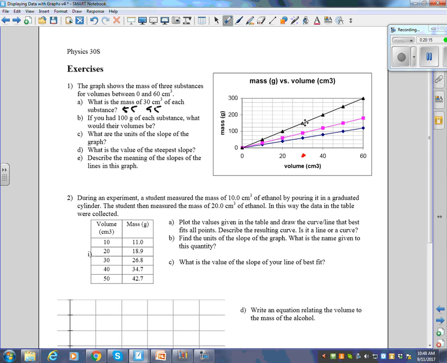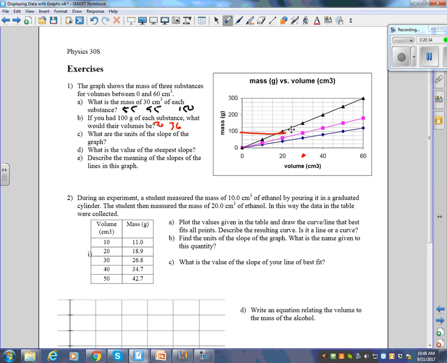Okay, good. If you had 100 grams of each substance, what would their volumes be? So now you're reading this 100 and you're going across. So that one there would be 20. That one there would be 36. Okay.